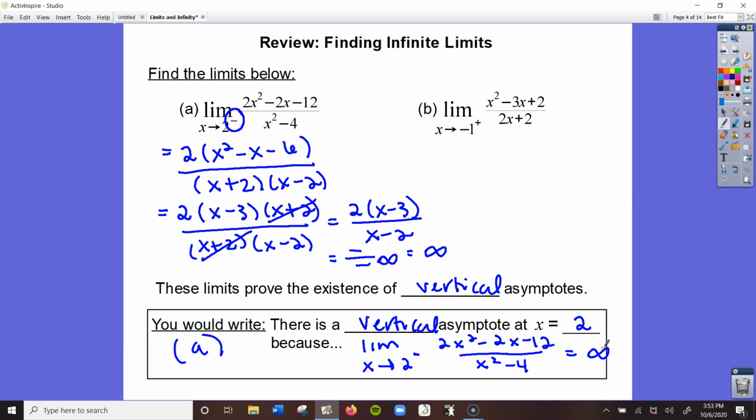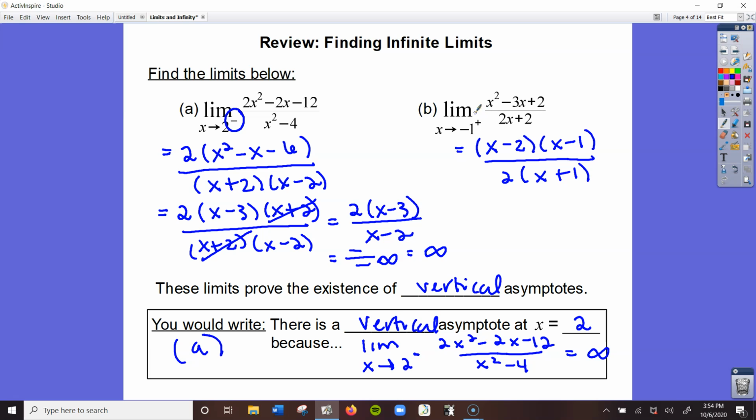Now let's do one more example. For B, we have the limit as x is approaching negative 1 from the right of x squared minus 3x plus 2 over 2x plus 2. So we can factor that numerator. When we factor, that would be x minus 2, x minus 1. And then in the denominator, I can factor out a 2, and it would be x plus 1. Nothing here cancels. So that means that x is equal to negative 1, because of the denominator, is a vertical asymptote.